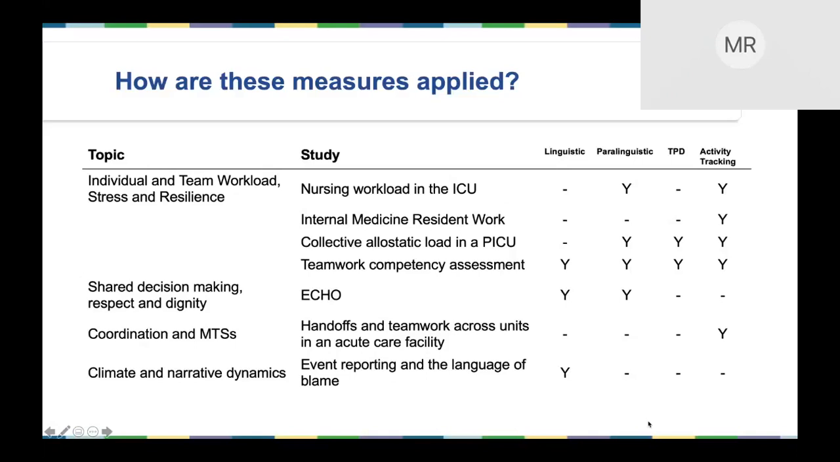And then the last two are more applied projects, looking at administrative data, so activity tracking in one form or another, and how staff within different areas perceive the quality of the handoffs based on the nature of how they're situated with the units that they're handing off to one another, which we'll talk about. And then we'll also talk about how we're trying to detect climate issues in patient safety event reporting data.